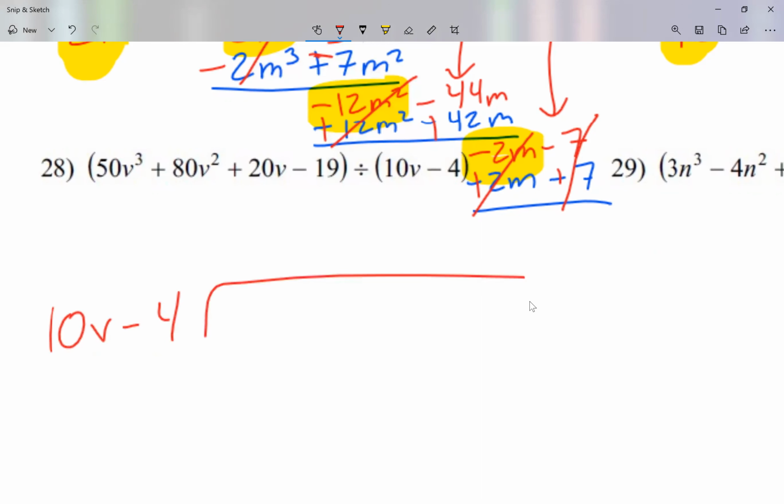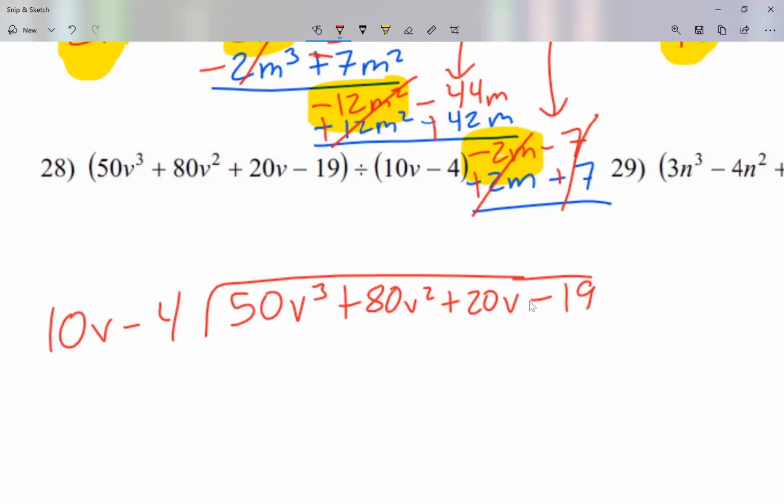Is going to go into 50v to the third plus 80v to the second plus 20v minus 19. Okay. Again, I'm just going to look at my first term on the outside and my first term on the inside. I also took a look that I was not skipping any exponents, neither outside nor inside. So everything is fine.